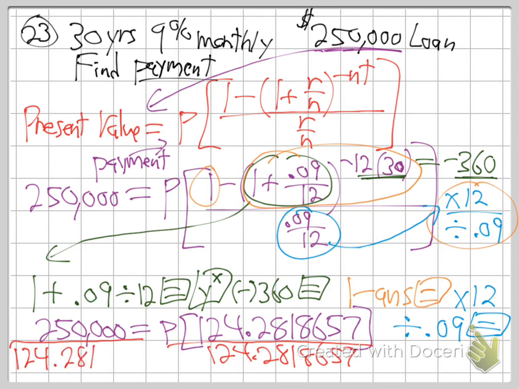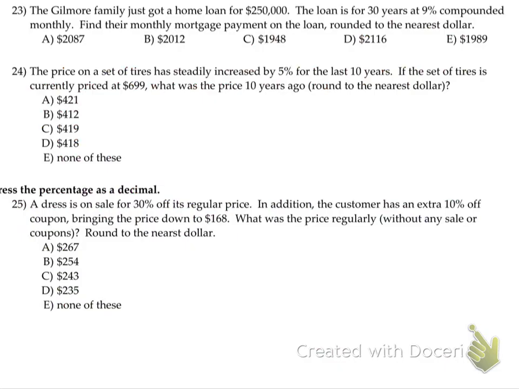Boom. And so, what's their payment? 2012, if you round it to the nearest dollar. Round it, yeah. 2012. Is that there? Well, it's B. Oh, yeah, there it is. 2012. Yeah, the other answers don't make sense. All right, so we got that one.